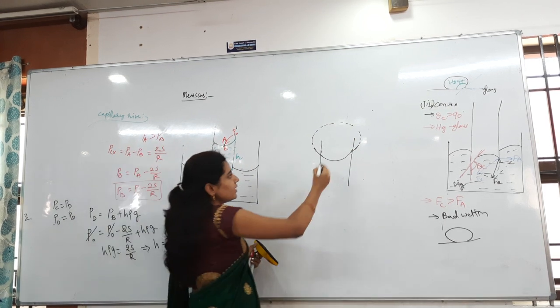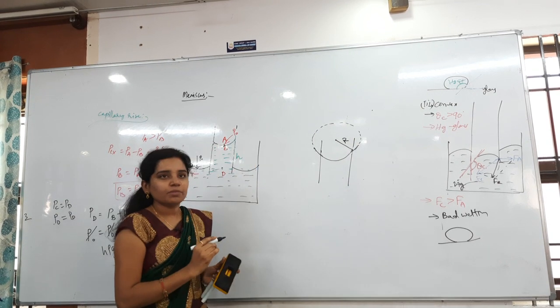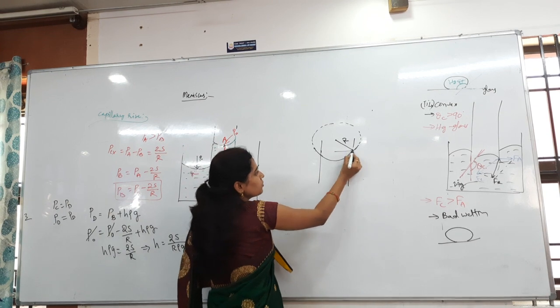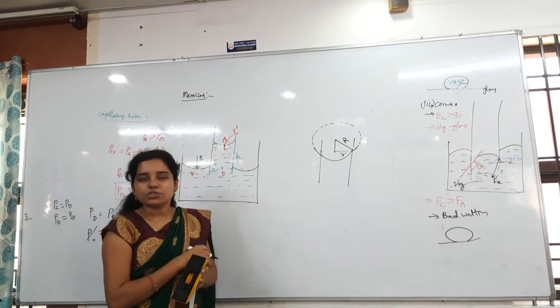So that is a radius of the surface is how much? Nothing but capital R here. But radius of the capillary tube is how much here? Small r, let us consider. Now this angle is here, theta is there. So what is that angle will be?